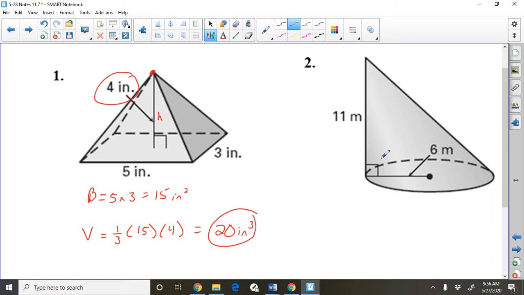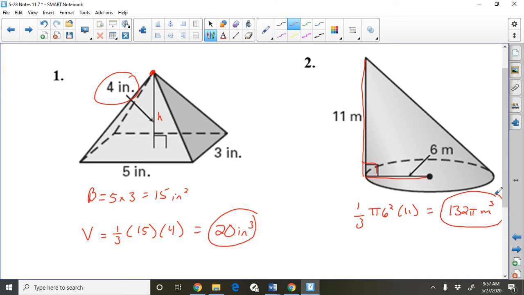Here, this is a different type of cone. This is a cone where the vertex is not directly above the center. But the key is that we still have the height. The height goes perpendicular to the plane containing the base. So 1/3 base area, pi times 6 squared, times the height. When I multiply this out, I get 132 pi, and my units are meters cubed.